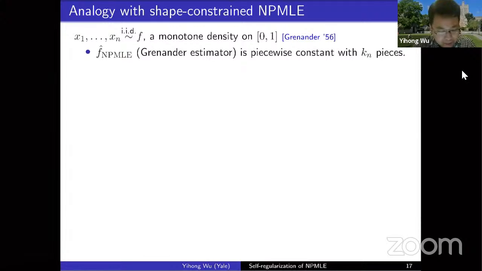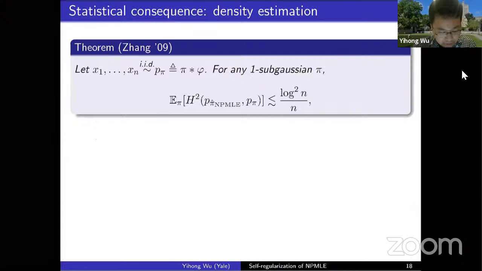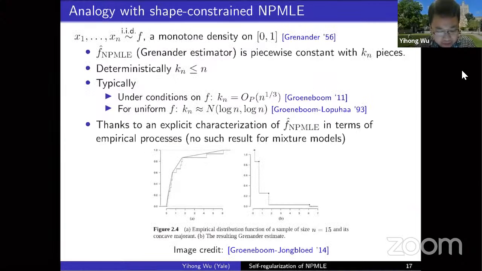So let me speed up a little bit. Let me skip this slide. There is some other NPMLE which is known to have these properties in the shape-constrained literature. So I will skip this. But the point I want to make here is that these results are thanks to an explicit characterization of the solution. Whereas here we only have this KKT-condition style of fixed-point equation, so it's much more difficult.